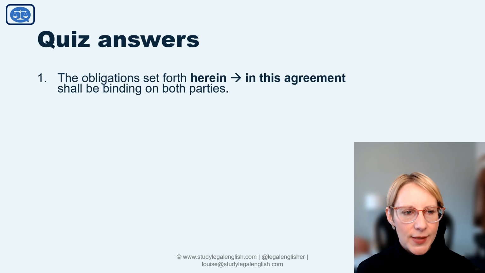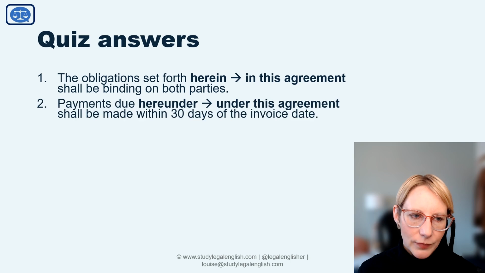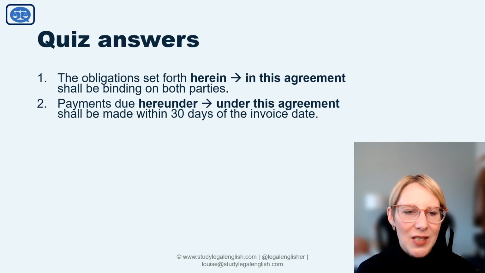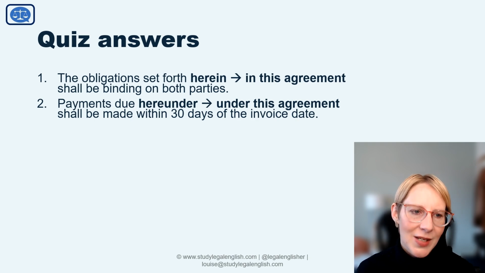So the quiz answers. Number 1, the obligations set forth herein, you can say in this agreement, shall be binding on both parties. Number 2, payments due hereunder, under this agreement. You could probably even delete this. Payments due shall be made within 30 days of the invoice date, especially if payments is a defined term in the contract and you're using it here as a defined term. What other payments are we talking about?